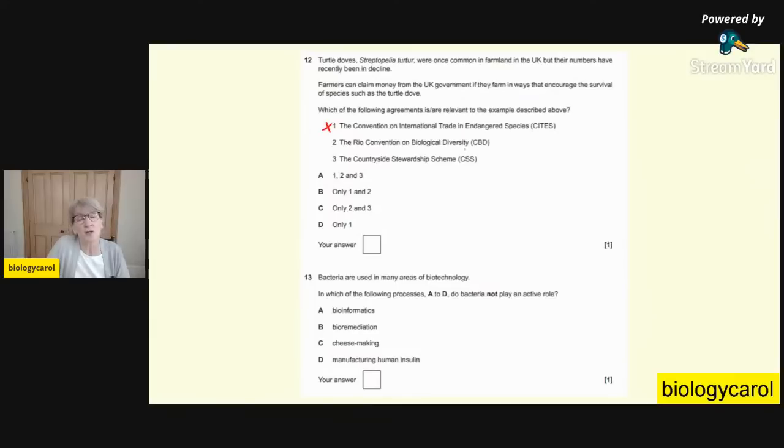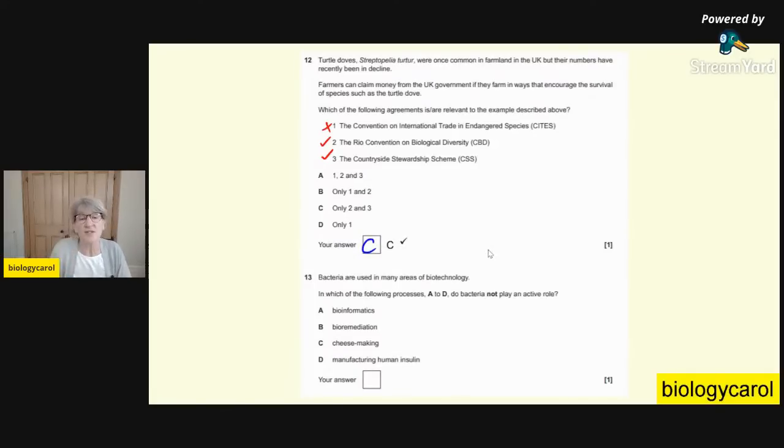The Rio Convention on Biological Diversity gives guidelines about how species' populations can be increased. So I think that is an option. And the countryside stewardship scheme is absolutely an option, because that is something that encourages farmers to increase the biodiversity on their farms and to take action to do so. So it is only 2 and 3. So I'm thinking that it is C, and that did end up being the right answer.